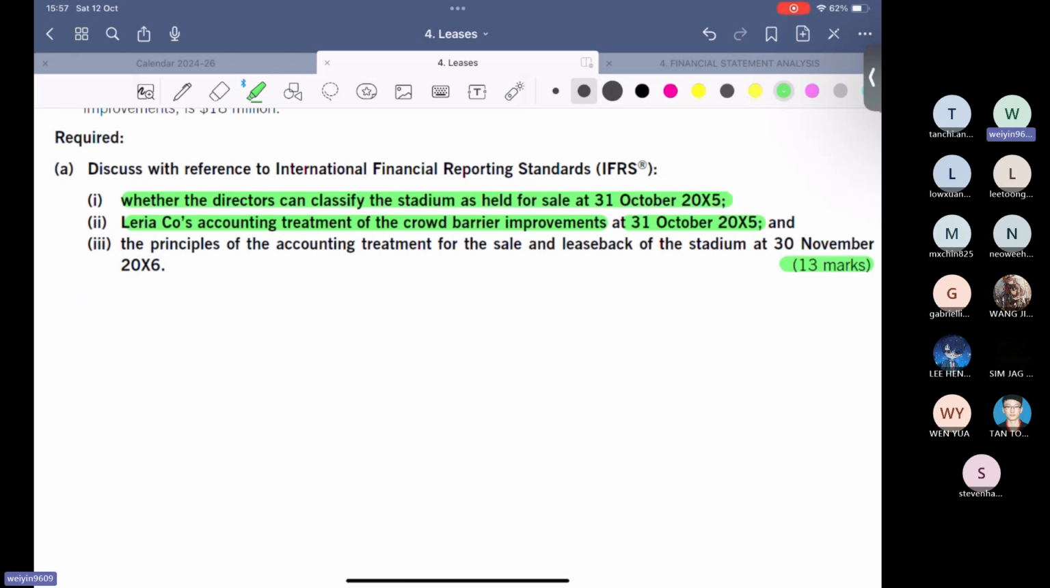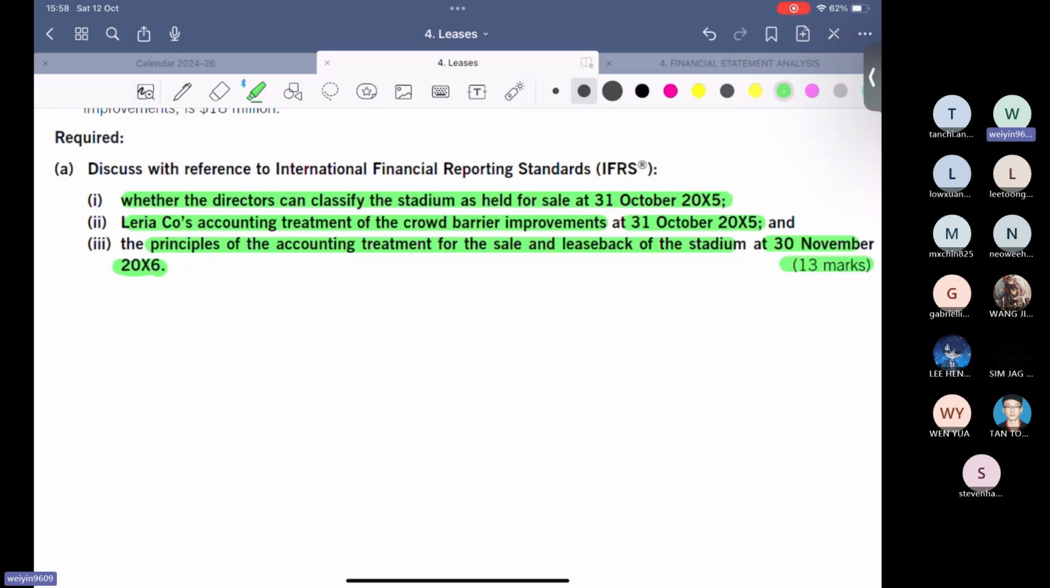Number 3, the principle of the accounting treatment for the sales and leaseback transaction of the stadium at 30th November 20X6. Since we have different dates, class, you have to make sure you know what your financial year end is, and then which will be your cutoff. Because two are required on 31st October, then one required on 30th November, which is after one year, one month. So you need to look at the dates carefully in this question.